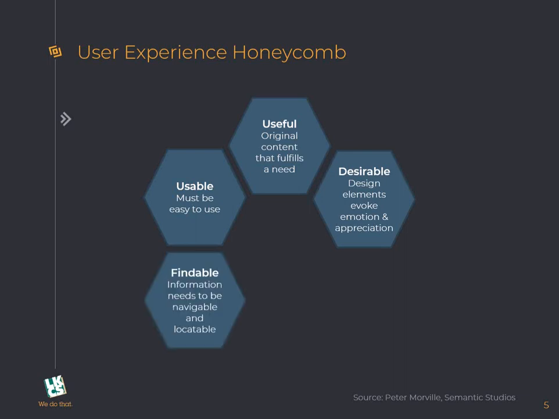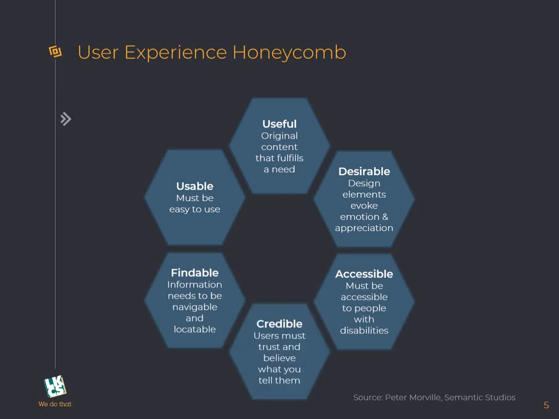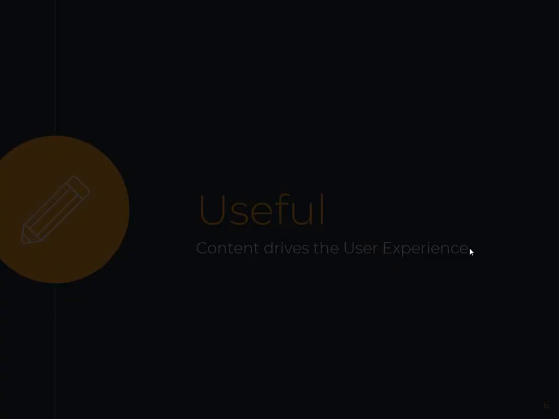That it's findable. Information on the website needs to be navigable and locatable. It's accessible. It must be accessible to people with disabilities. And lastly, that the website is credible. Users must trust and believe what you tell them on the website. And all of those components together make your website valuable. So we're going to focus on each of these areas on this honeycomb as we explore how to improve each of these areas to improve the user experience of a website.